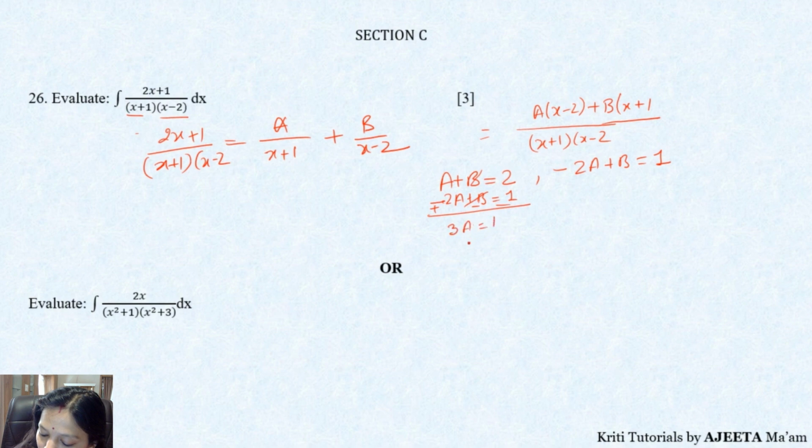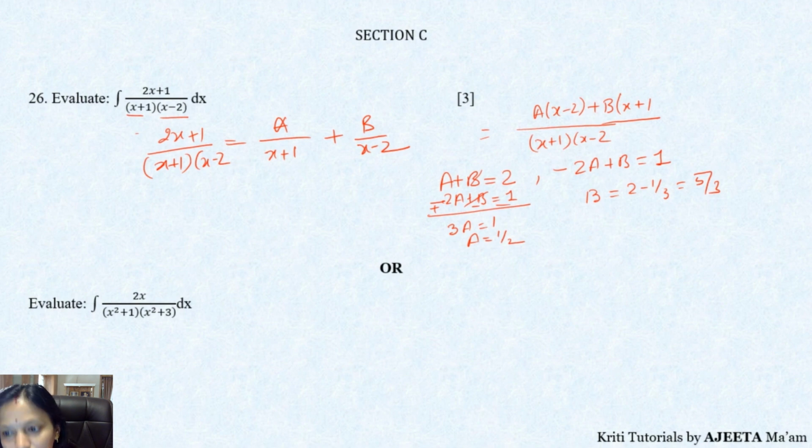3a is equal to 1. So a is 1 by 3. And so b will be what? 2 minus 1 by 3, that is 5 by 3. So these are the values for A and B, right?